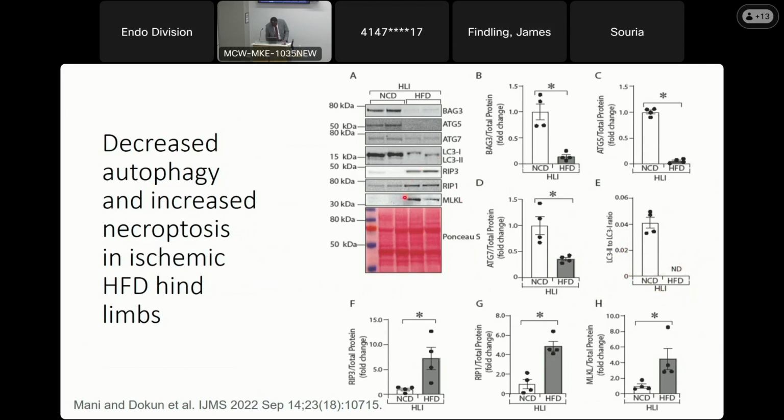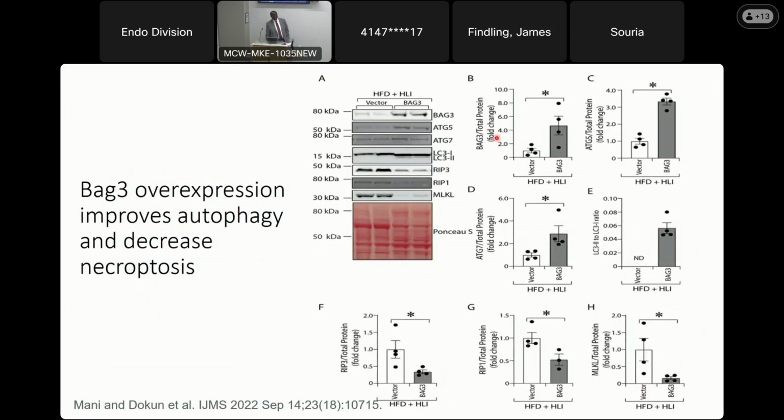At the same time, in those same tissues, there's increased evidence of necroptosis markers, looking at RIP3, RIP1, and MLKL, suggesting that in the high-fat diet-fed mice, in their ischemic tissue, there's less autophagy and increased necroptosis.